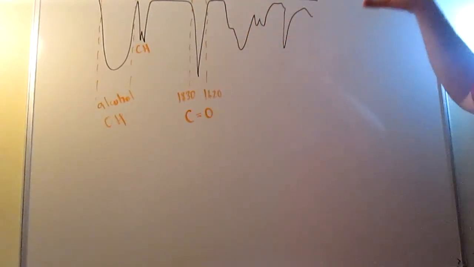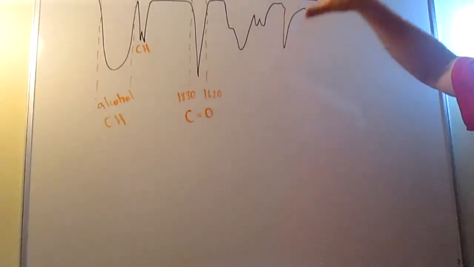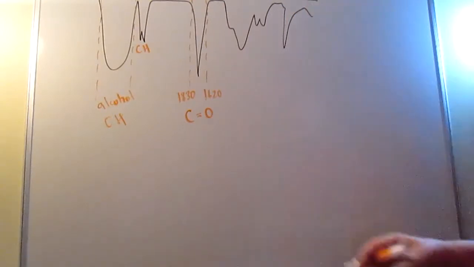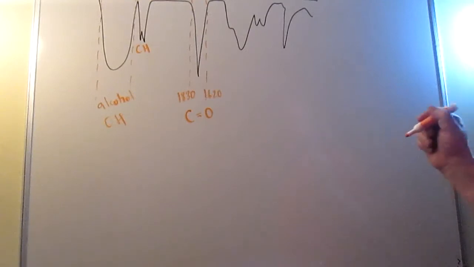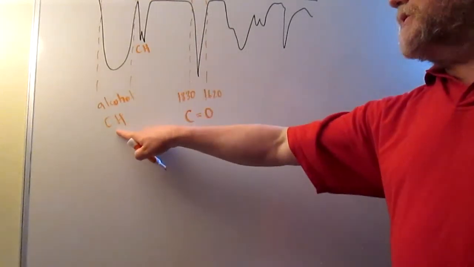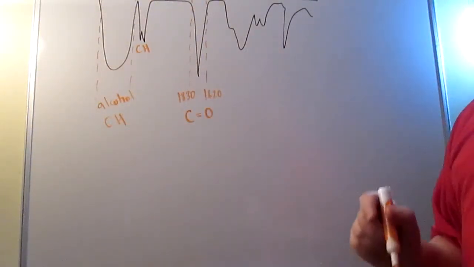This is the fingerprint region. Don't try and interpret anything in there, because you're highly likely to get it wrong, because there are lots of uninterpretable peaks in there. So we now know that whatever structure we get from the NMR, it's got to include an alcohol OH, and it's got to include C double bond O.